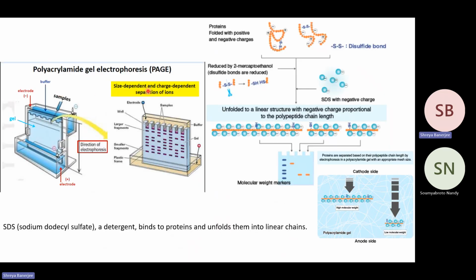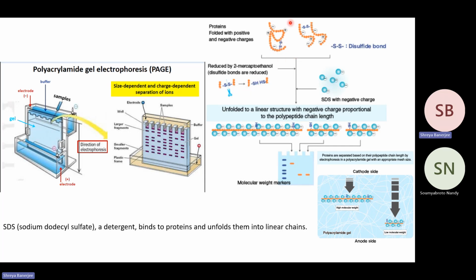Now we will look into something called polyacrylamide gel electrophoresis, or PAGE. What happens is, suppose you have a protein which is folded. Now, in the folded protein, there can be different charges, like plus charge wherever there is a basic amino acid, minus charge wherever there is an acidic amino acid, and there can be disulfide bonds. So you can see SS disulfide bonds.